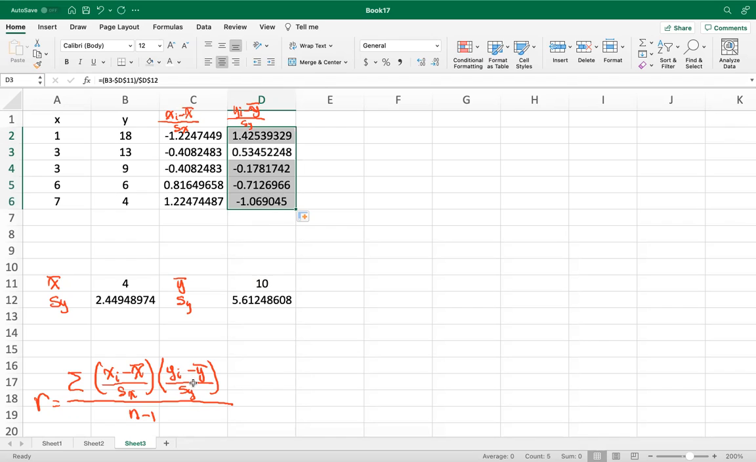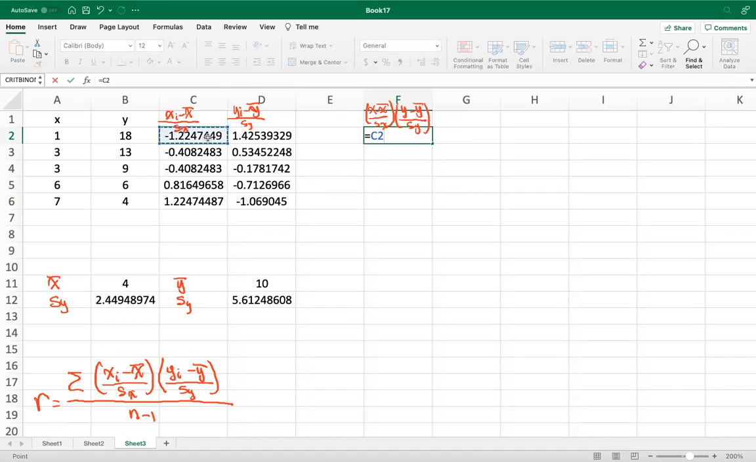All right, so far we have this value here for each of the values. We have this value here for each of the values. So now we're going to get the product of those two. Once we have that, we'll add all those together and see what we get. So I'll do that over here. Again, this is going to be x minus x bar over s sub x times y minus y bar over s sub y. So multiplying those two columns together, equal to this value times this value here.